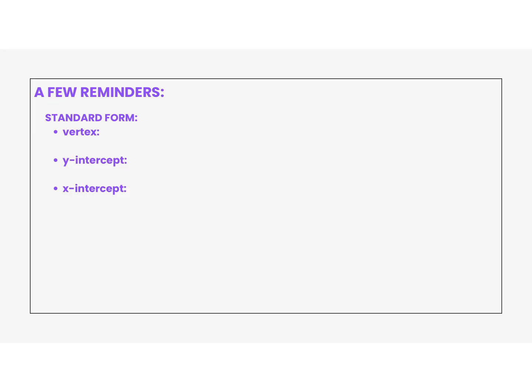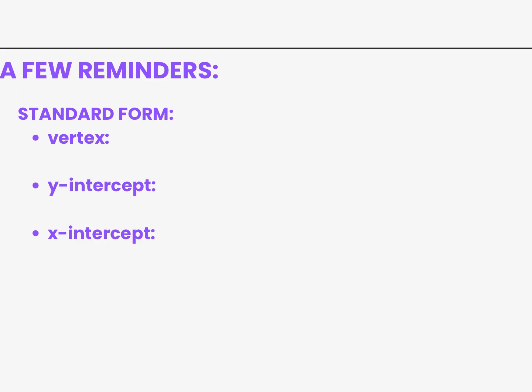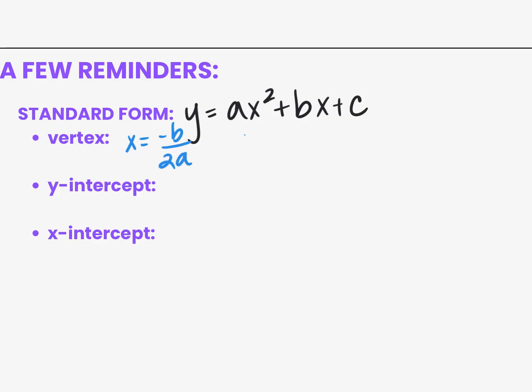Okay, a few reminders before we get started. Most of what we are going to see will be in standard form. So remember, standard form is y equals ax squared plus bx plus c. So when we talk about finding the different things, let's just refresh our memory on how we do that. So when we're finding the vertex, to find the x value, remember we take the opposite of b over 2a. And then to find the y value, we plug in whatever we get for x. Okay, we plug x into the equation that we started with to find the y value.